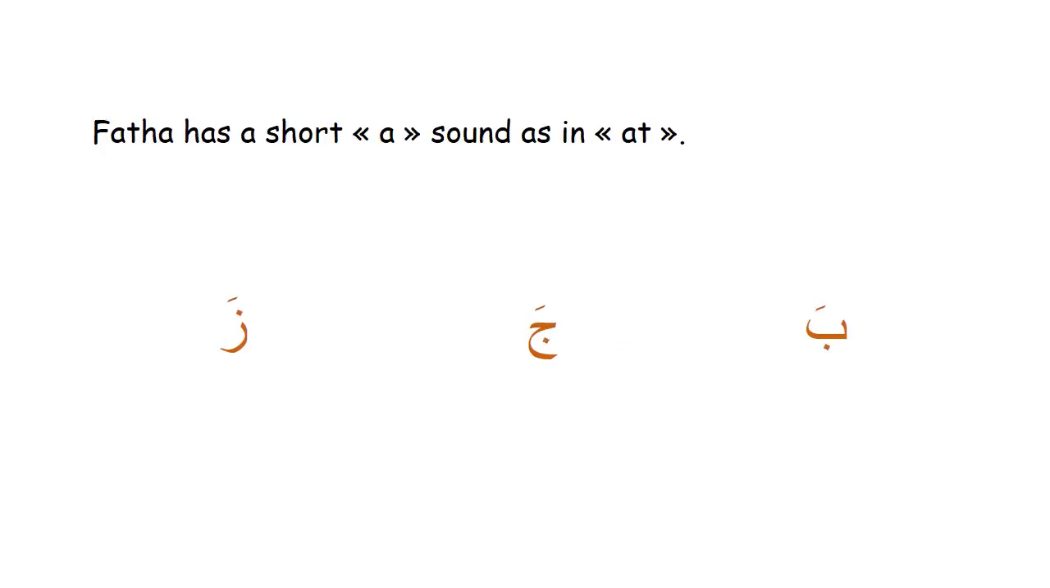So before ending this lesson, let's practice Fattah on these three letters. Ba, Fattah, ba. Jim, Fattah, ja. Zay, Fattah, za. So we do say ba, ja, za.